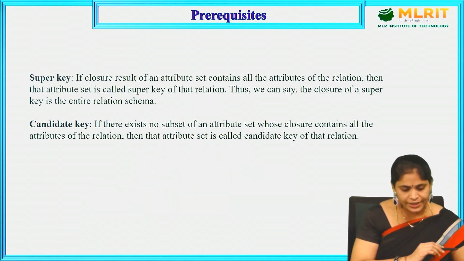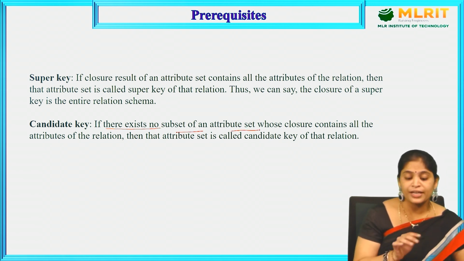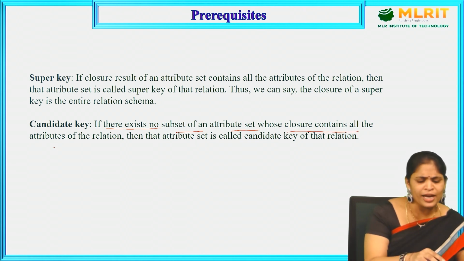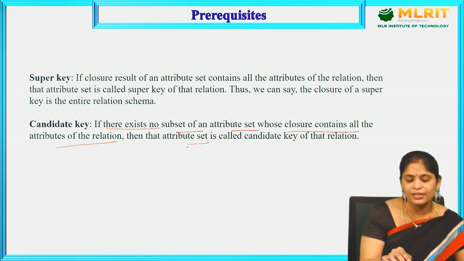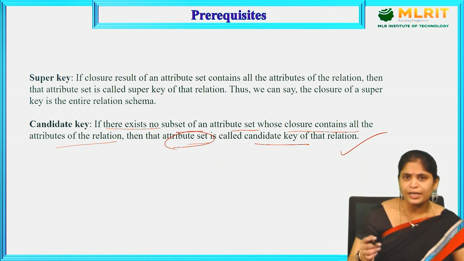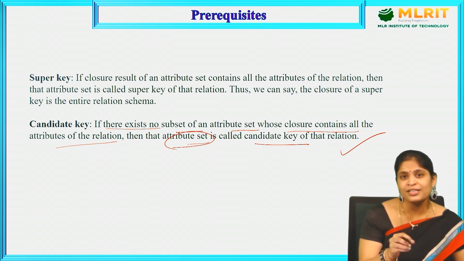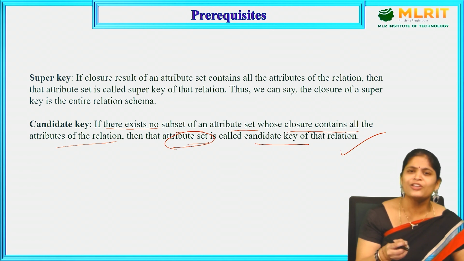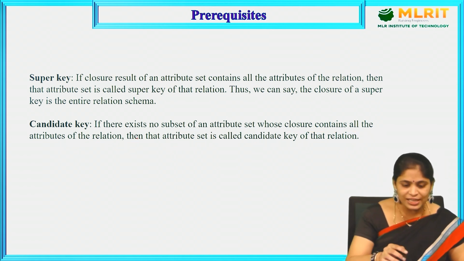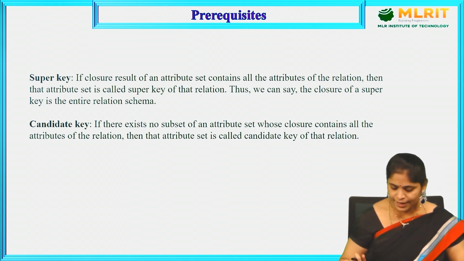And what is the candidate key? If there exists no subset of an attribute set whose closure contains all the attributes of the relation, then that attribute set is called a candidate key. This definition might be a little confusing, but after seeing the example, you will get an idea about it. Clear? So, let us deal with these two definitions through one example.